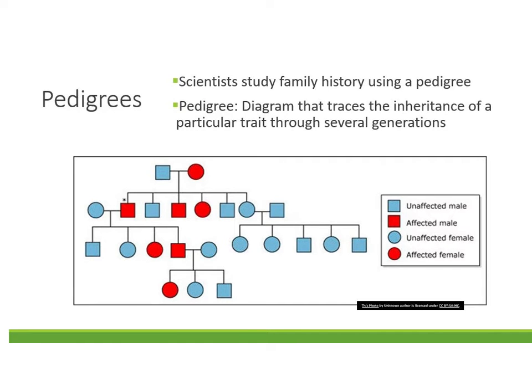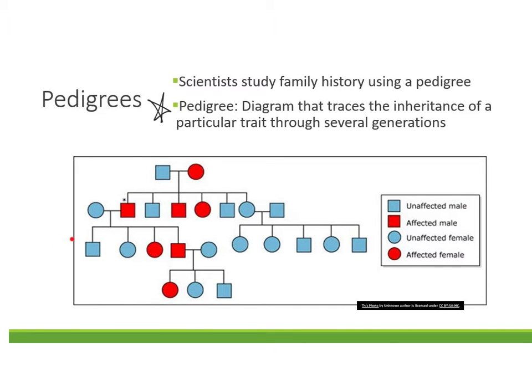All right, so today we're going to learn how to read pedigrees and how to draw our own pedigrees. Pedigrees are used to study family history when we're looking at a specific genetic trait. What you need in your notes is only this second bullet point. You just need to know what a pedigree is: it's a diagram that traces the inheritance of a particular trait through several generations of a family. So know the definition.